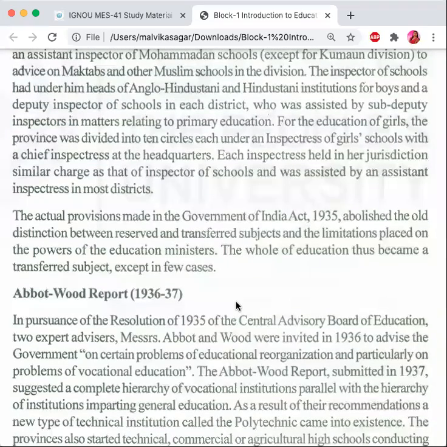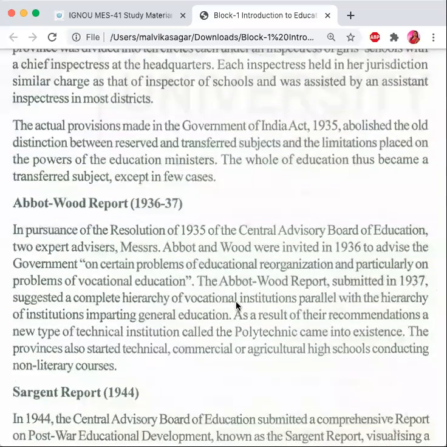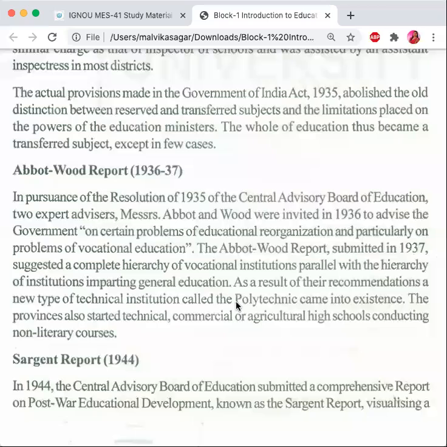Let us read about the next report, which was also known as the Abbott Wood Report, given in 1936-1937. In pursuance of the resolution of 1935 of the Central Advisory Board of Education, two expert advisors, Messrs. Abbott and Wood, were invited in 1936 to advise the government on certain problems of educational reorganization, and particularly on the problems of vocational education.